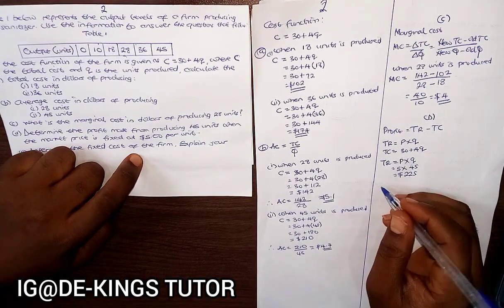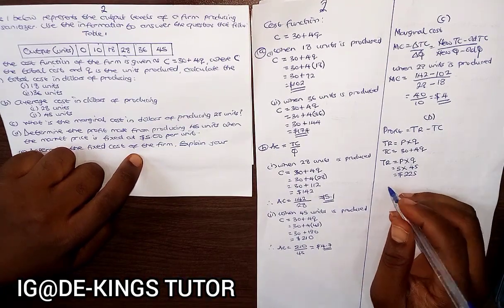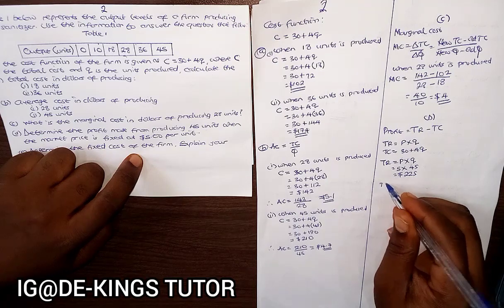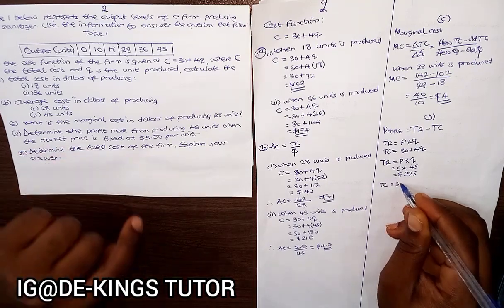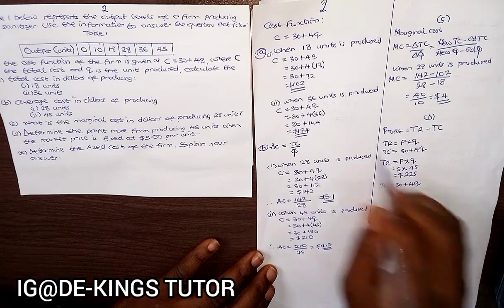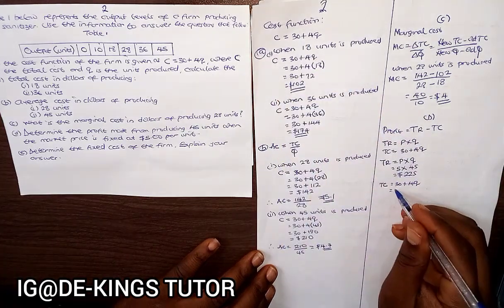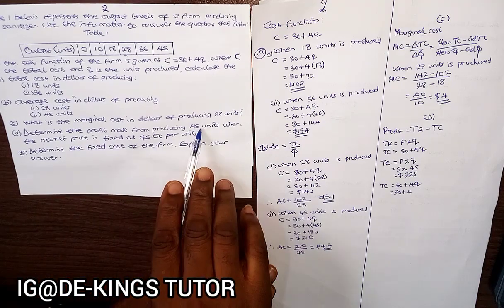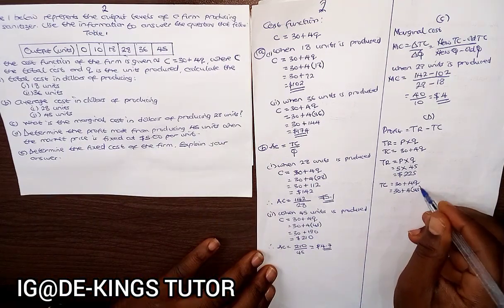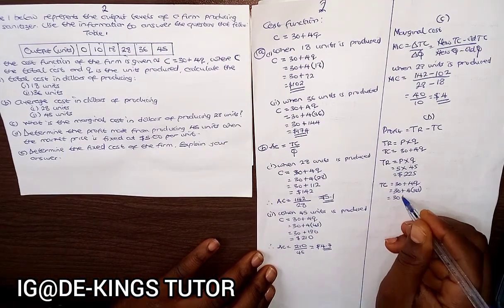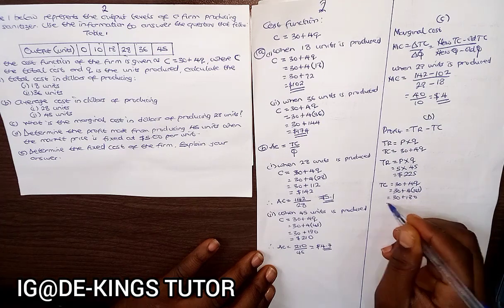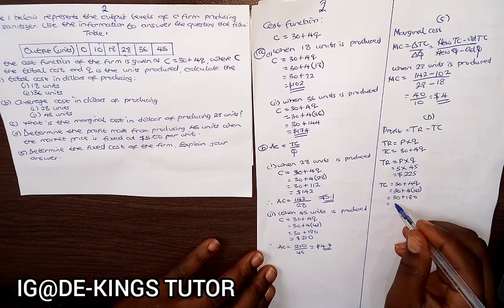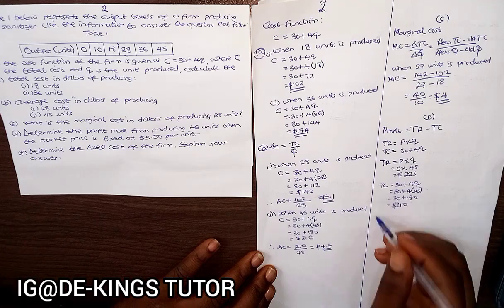Okay. Now the total cost. The total cost will now be 30 plus 4Q. Remember, that is the total cost function. They said when 45 units, so our quantity is 45. So we now have 30 plus 4 times 45, which is 180. So 30 plus 180 will give us $210.